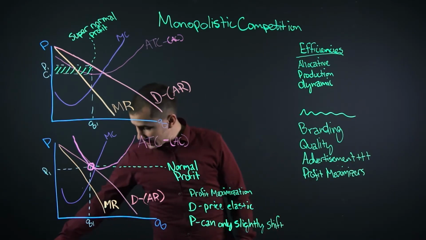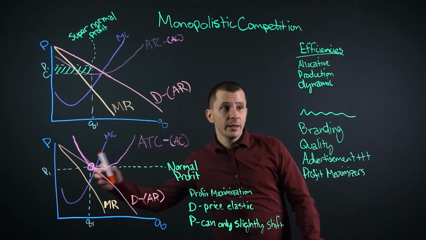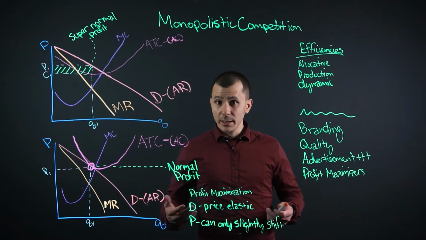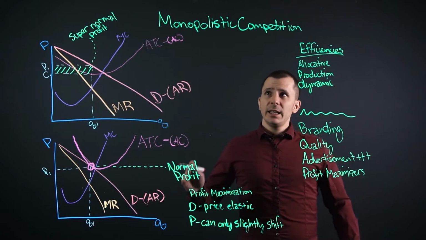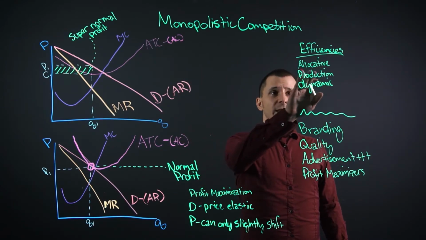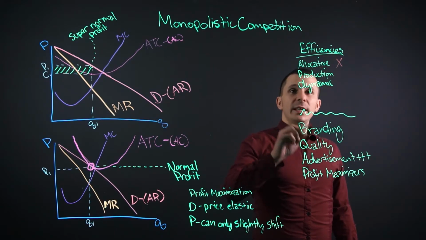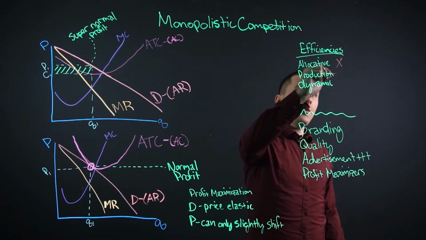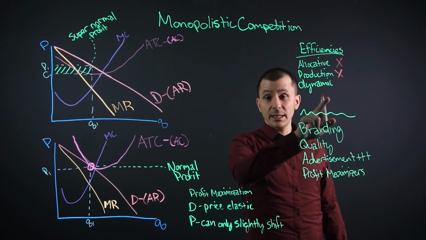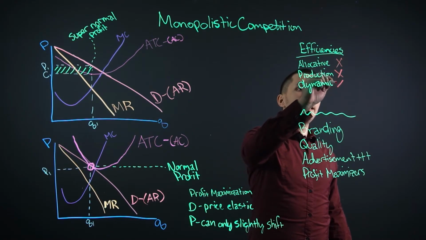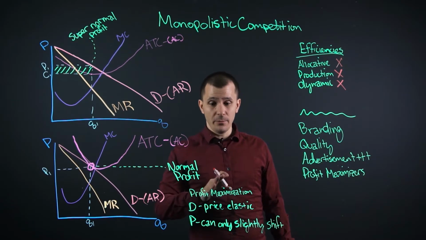Now let's take a look at some of the efficiencies that we are accustomed to. Now, is a monopolistic competition an allocative efficient organization or system? No. Is it production efficient? No. Does it have dynamic efficiency? And the answer is also no.